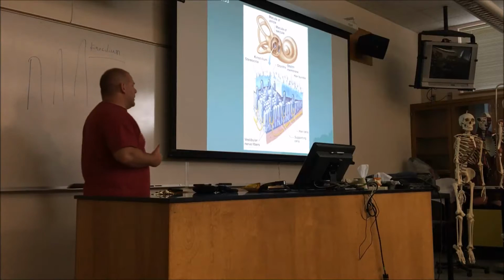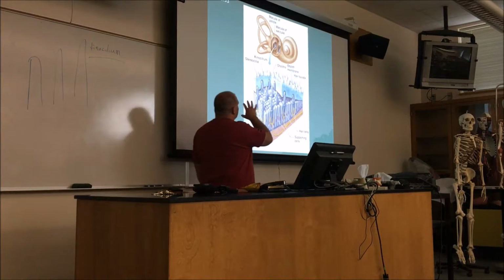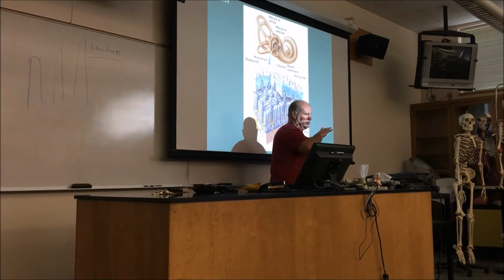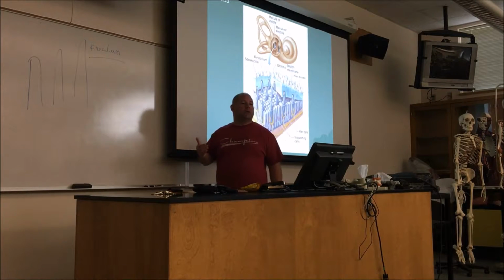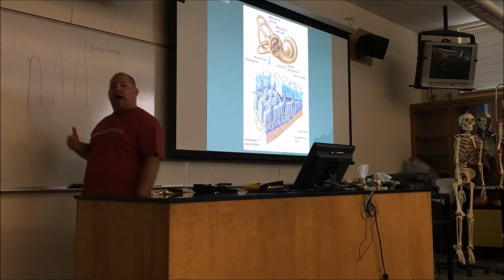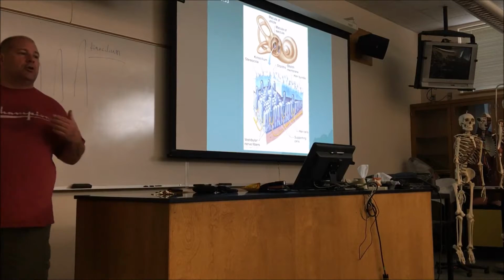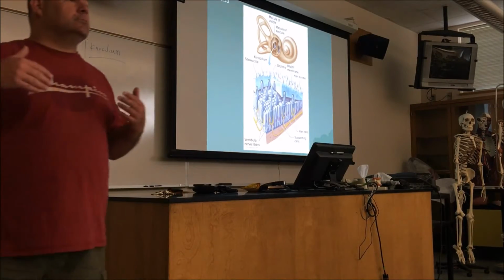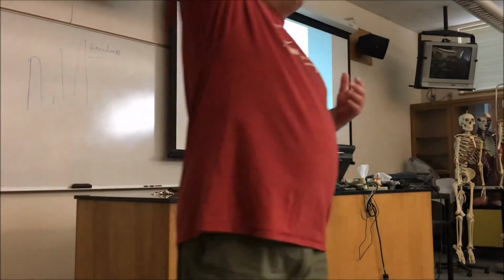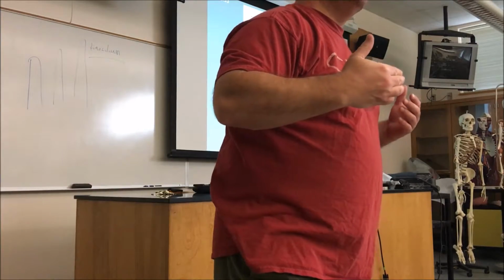Now, the utricle is for horizontal movement, linear movement. Now, I can have linear movement in two directions. Forward and backward, that's one. Upward and downward, that's two.